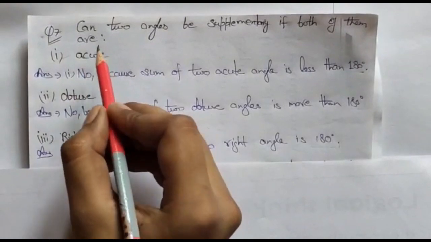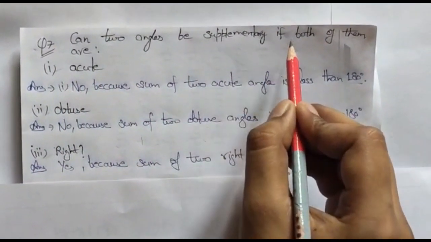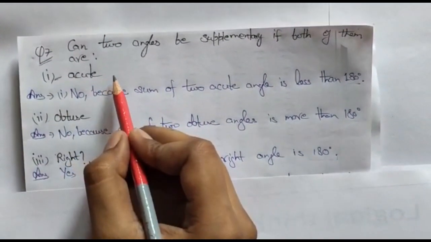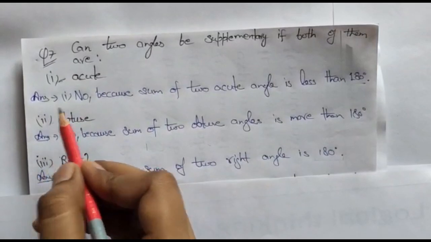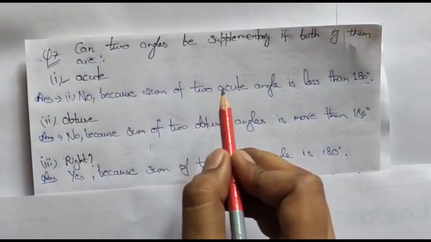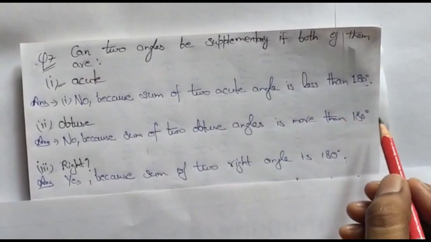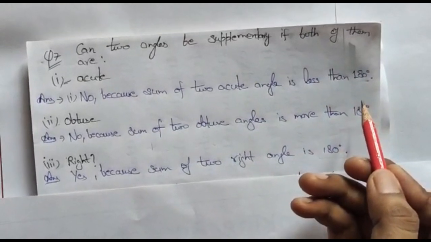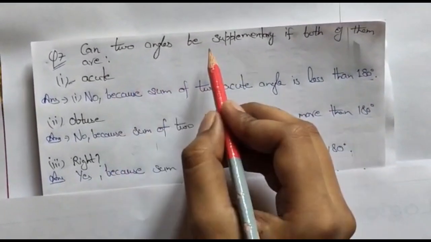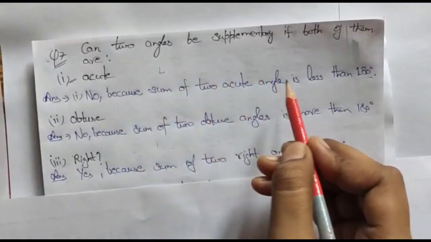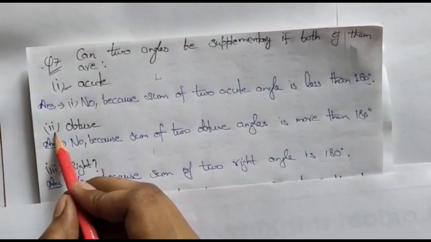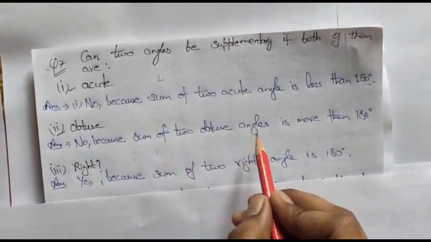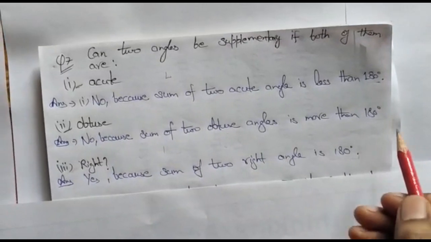Question number 7. Can two angles be supplementary if both of them are acute angles? The answer is no, because the sum of two acute angles is less than 180 degree. So it is not possible that two acute angles are supplementary angles. Now the second part is obtuse angles. The answer is no, because the sum of two obtuse angles is more than 180 degree. So this is not possible.